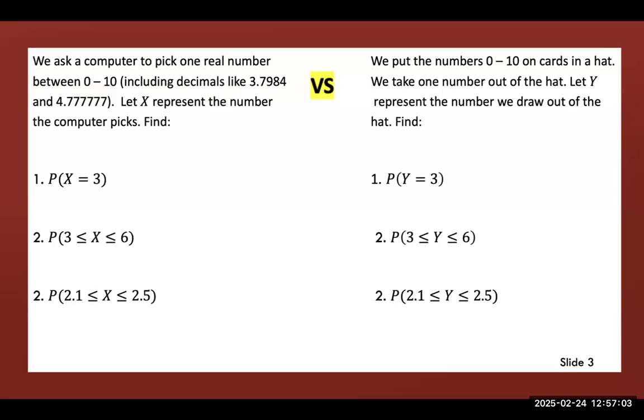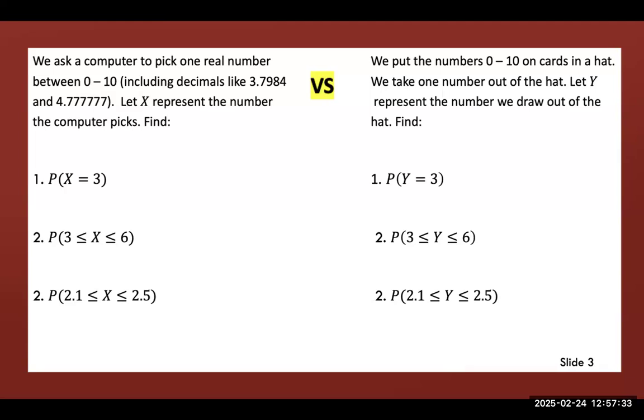And on the right, let's take a look at what's on the right. I have a hat with the numbers 0 through 10 on cards in the hat. And what I'm going to do is randomly draw one number out of the hat, and Y represents the number we draw out of the hat. This is a discrete random variable. We've dealt with problems like this in the past, and you can see I'm asking the same questions, the same probabilities as what I want on the left. So let's start with the one on the right.